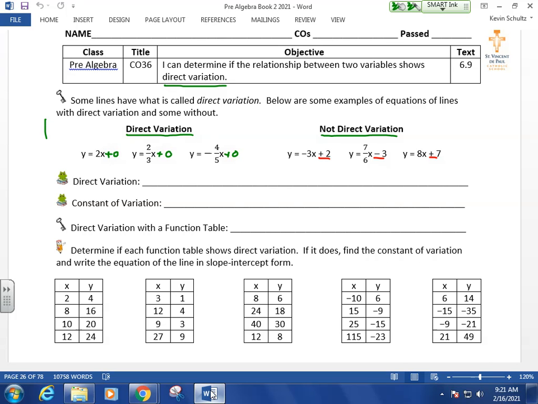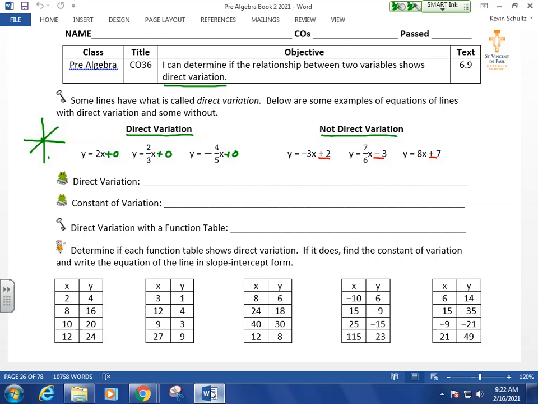0, 0. So all of these lines are going to pass through the origin here, okay? Whereas these 3 over here are going to pass through at different places. It doesn't make a difference. What makes something have direct variation is it passes through the origin because the y-intercept is 0.